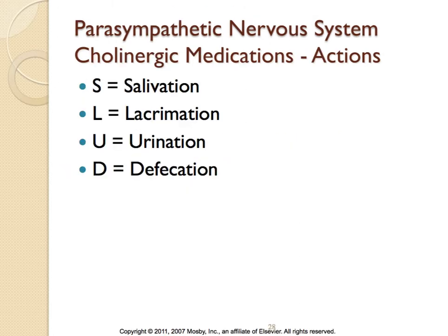So adverse reactions related to cholinergic drugs are essentially an extension of their pharmacologic effects. And this is something I want you to memorize. Cholinergic medications, their actions: salivation, lacrimation, urination, and defecation. So if you're a cholinergic agonist, your mouth waters, your eyes tear up, you can pee, and you can poop.